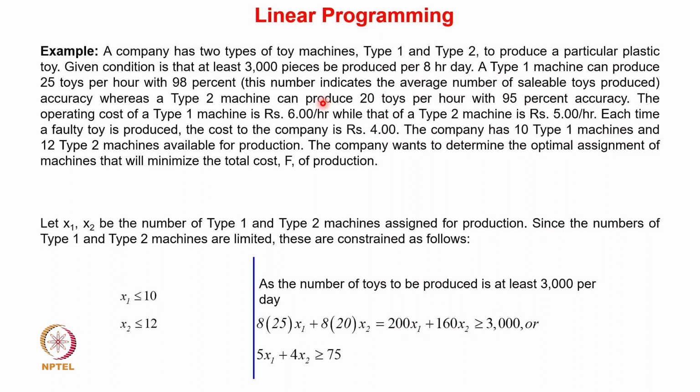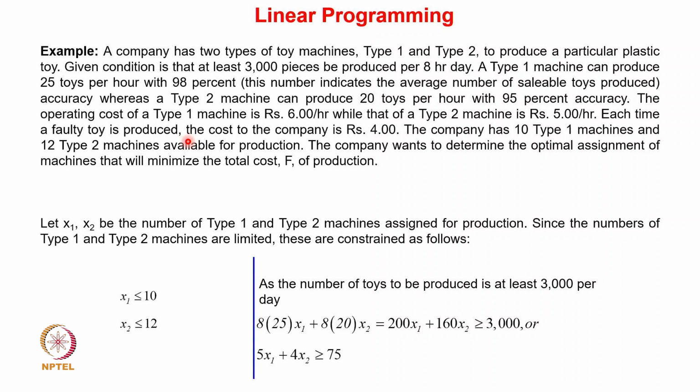This number indicates the average number of sellable toys produced. So 98% accuracy is there for the type 1 machine, whereas the type 2 machine can produce 20 toys per hour with 95% accuracy. The operating cost of a type 1 machine is 6 rupees per hour, while that for a type 2 machine is 5 rupees per hour.